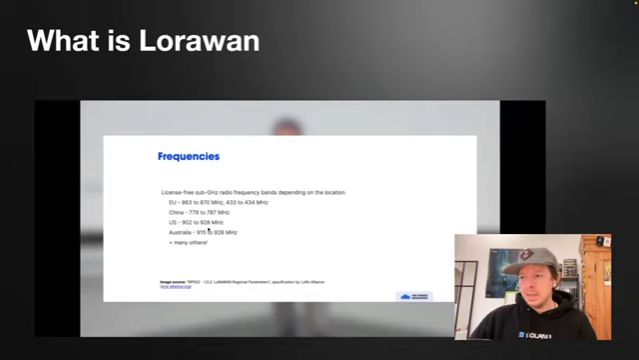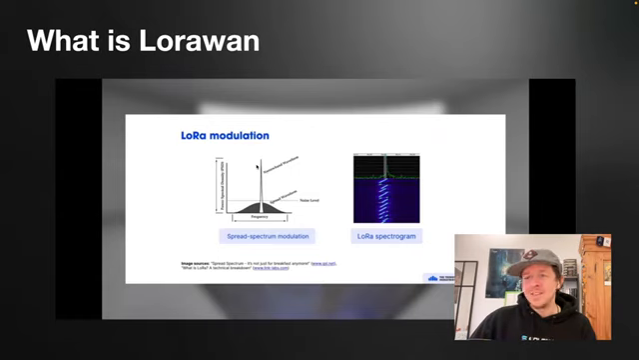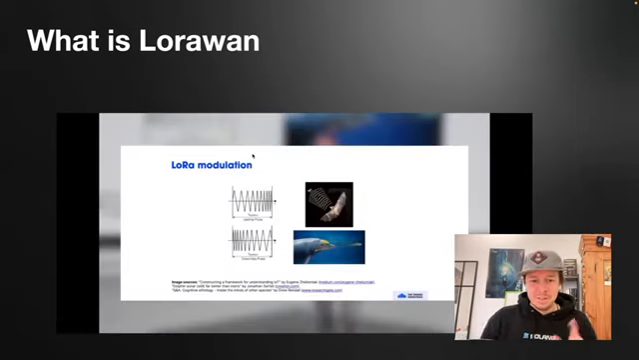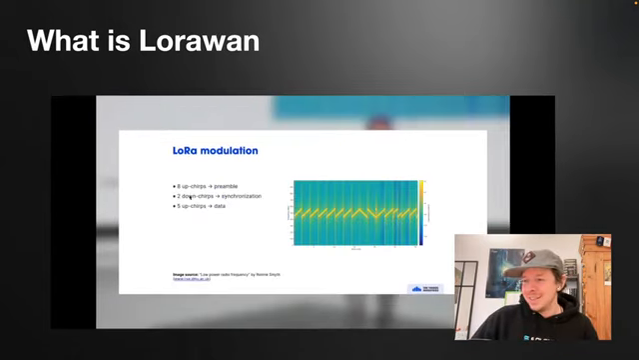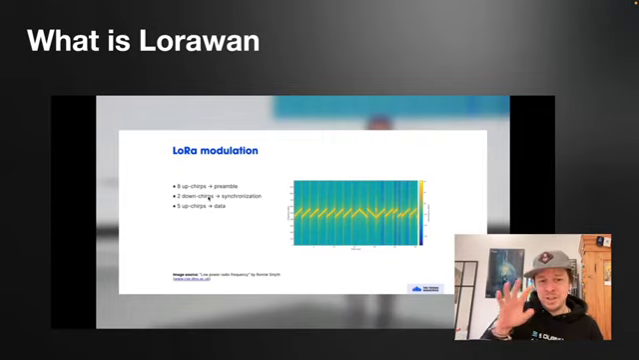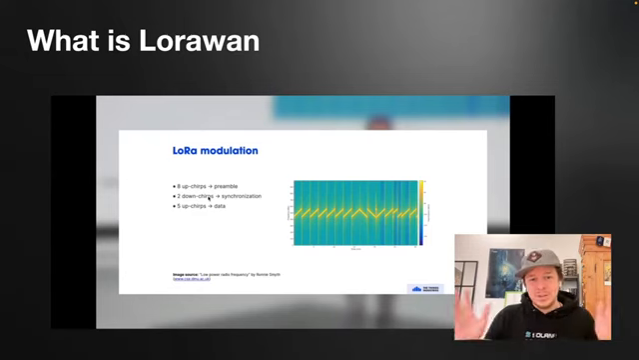Here I already said it's in this sub-gigahertz frequency spectrum. And it's quite funny how the modulation of the frequency works. It's kind of like what bats and dolphins do in nature. So it's like this chirping. So here you can see whenever the sensor wants to send something, what it does is it does 8 up chirps, and then 2 down chirps. And then it's allowed to send this data to the hotspot.